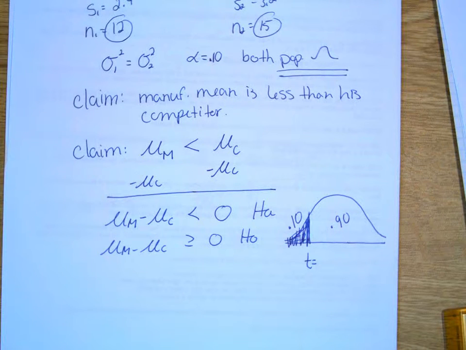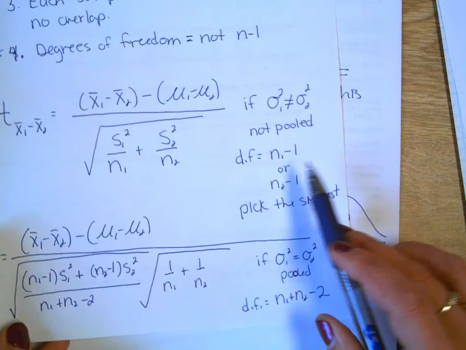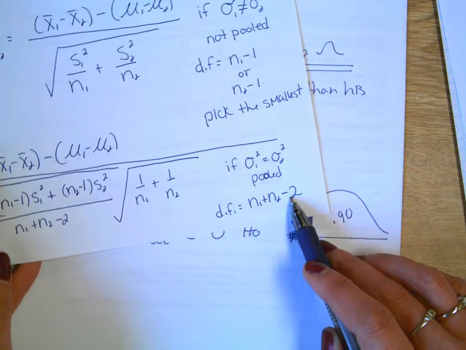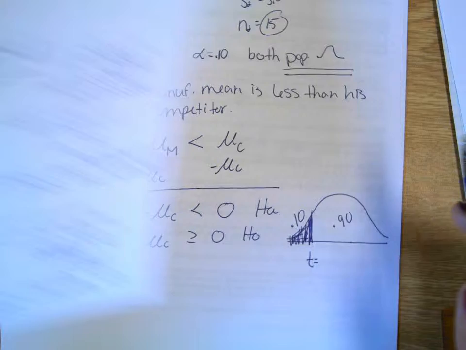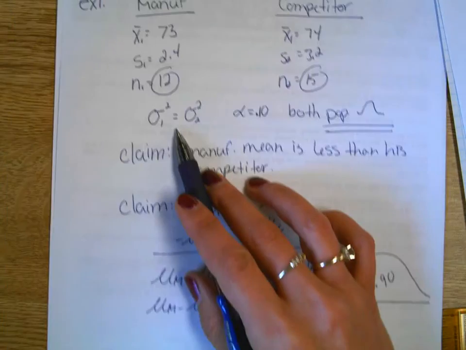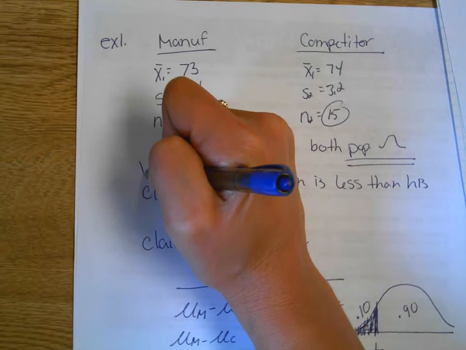Okay, so we're going to look up a t value, but we need to know whether our data is pooled or not, so I know what to use for my degrees of freedom. Because I can either do n1 minus 1, n2 minus 1, or n1 plus n2 minus 2, depending on whether I'm pooled or not pooled. What am I? Pooled. It's right here, the hint to say pooled.